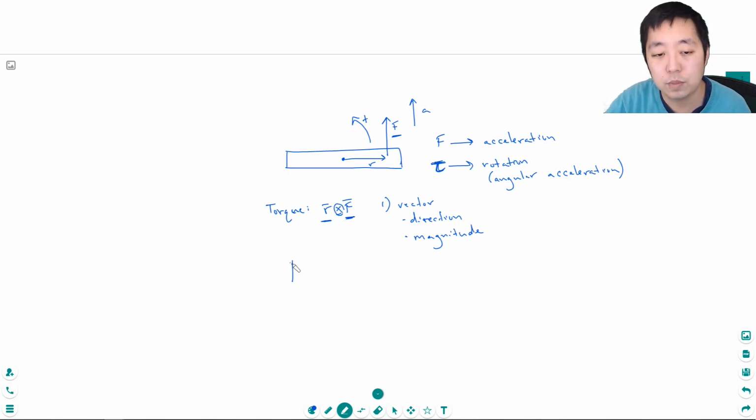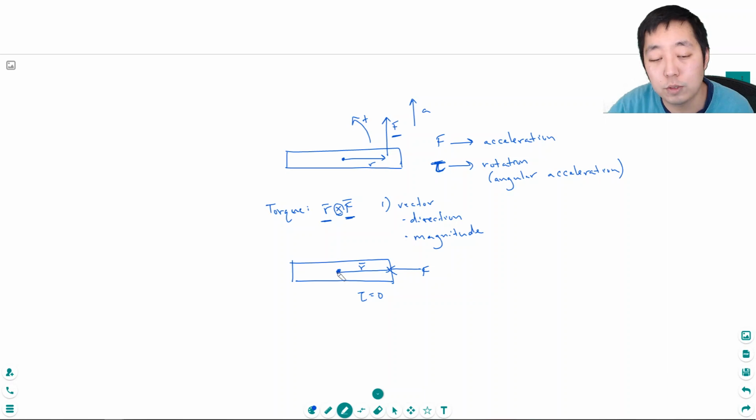So for example, if I applied the same force, say this is the point of rotation, but instead of applying the force vertically, I applied the force like this at the end. Okay. The torque here would be 0, because the force is parallel to this r vector. Okay, so the r vector is a vector that's drawn from the point of rotation to where the force is applied. Okay, let's do another example. Say I have another thing like this, and I apply a force right here.